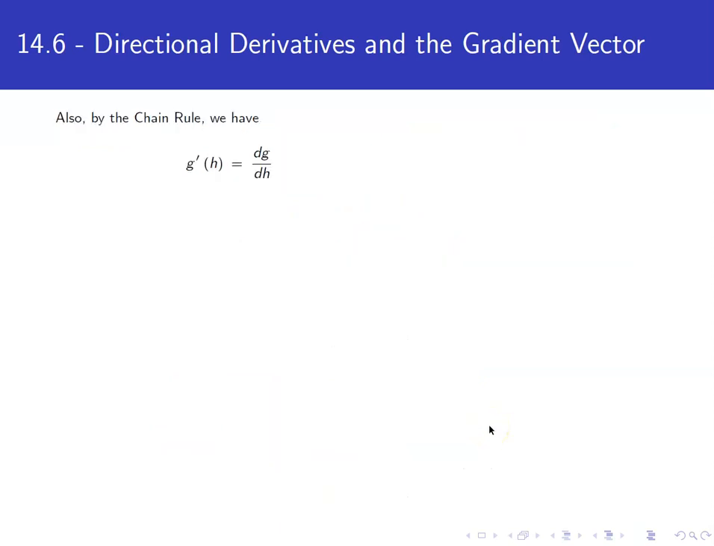Calculating g prime of h in a different way, we can use the chain rule. The chain rule says that if I want the derivative of g with respect to h, I can take the derivative of f with respect to x and then multiply by the derivative of x with respect to h, and do the same thing for y and add them together. That's our chain rule for a function of two variables.